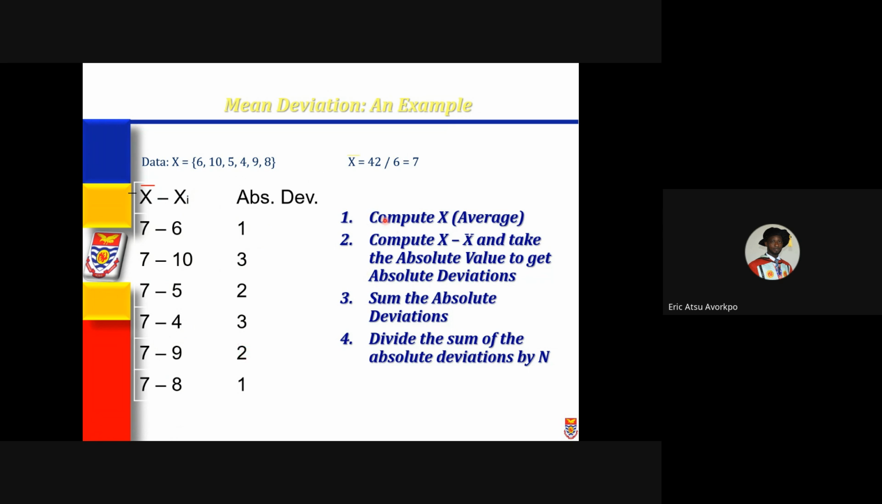So you can see that the first step is telling us we calculate the mean value or the average, which is what we did over here. Then the second one is to compute the x minus x bar, the absolute deviations.